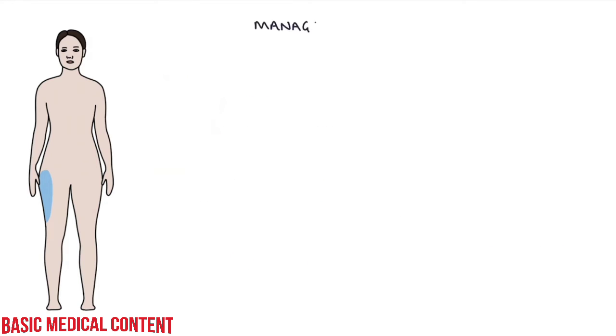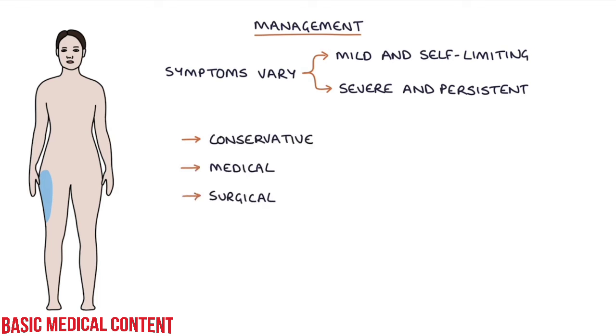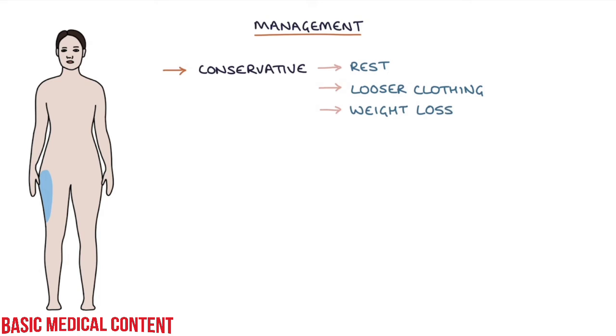Finally, let's move on to management. Symptoms vary from mild and self-limiting to severe and persistent. The management will vary depending on the severity of the symptoms, and management can be conservative, medical, or surgical. Conservative management involves rest, wearing looser clothing because tight clothing such as belts may add pressure to the nerve, weight loss if this is appropriate, and physiotherapy.